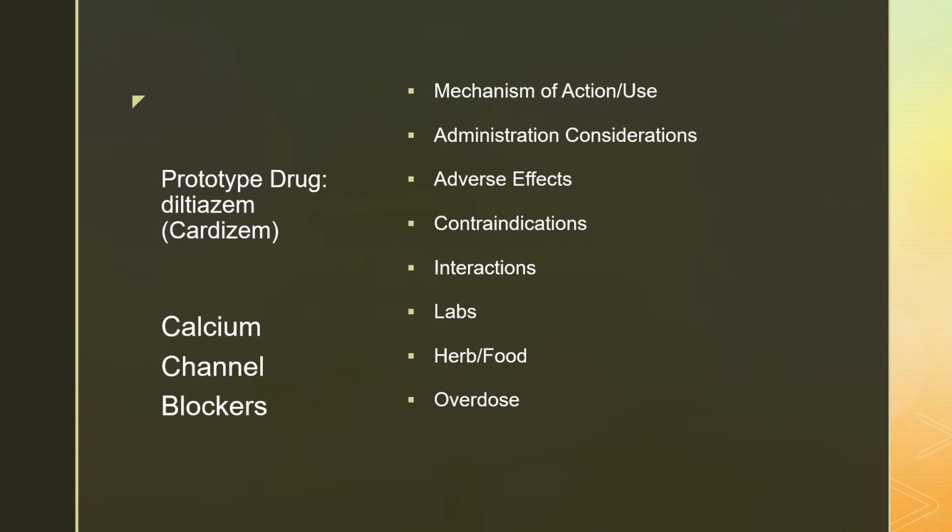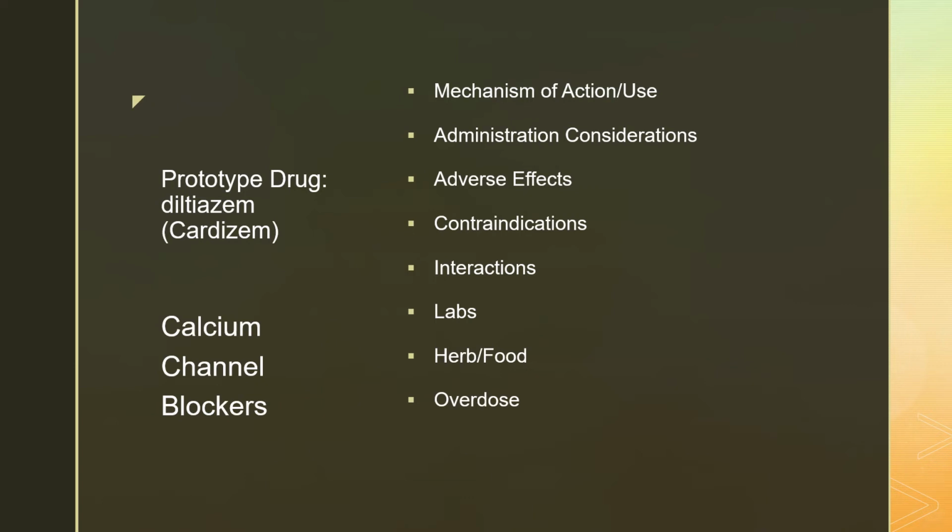Again, if you're giving extended release, don't crush or chew, and usually if you're doing XR meds, extended release, those are going to be once daily, which is kind of nice for the patient, because the fewer times they have to remember to take medications, that's really going to help with compliance.